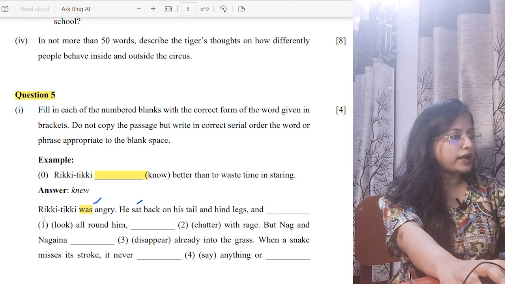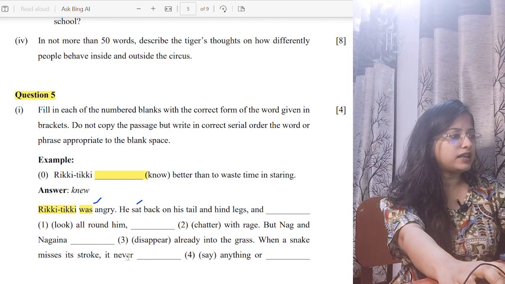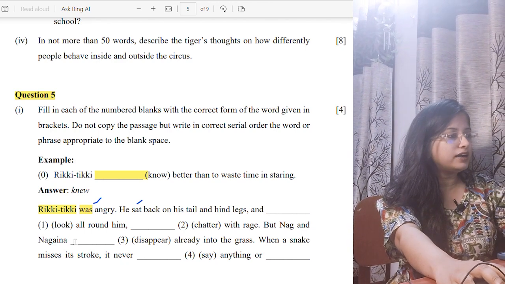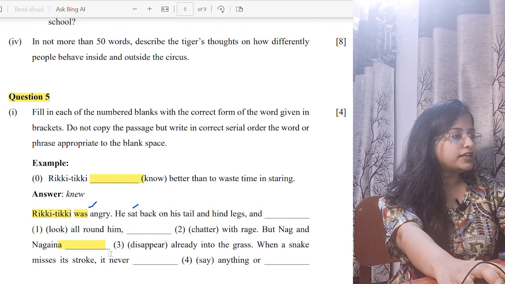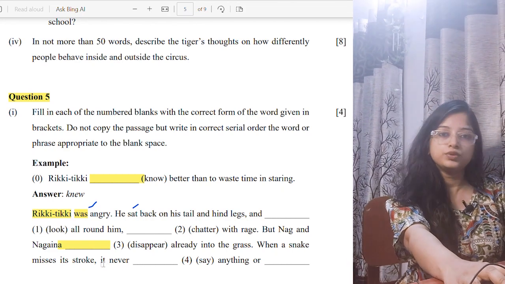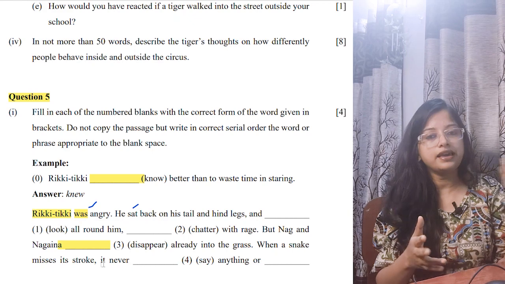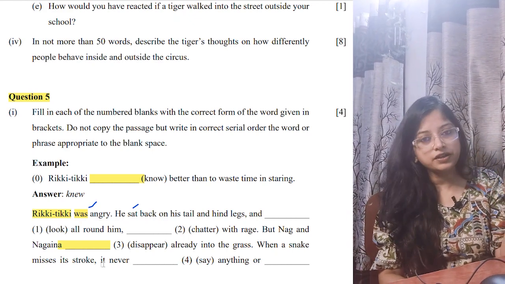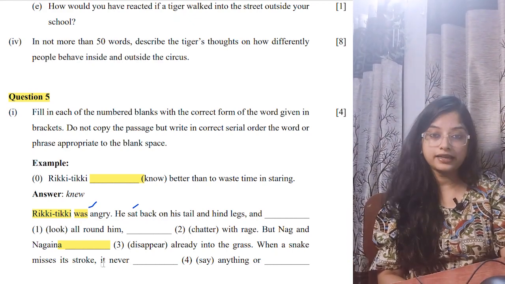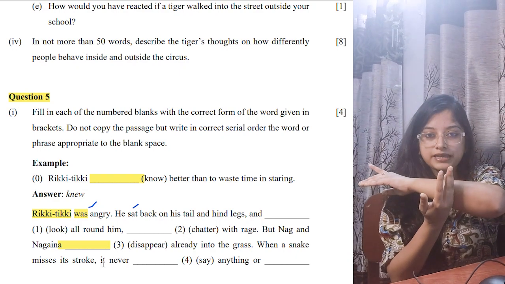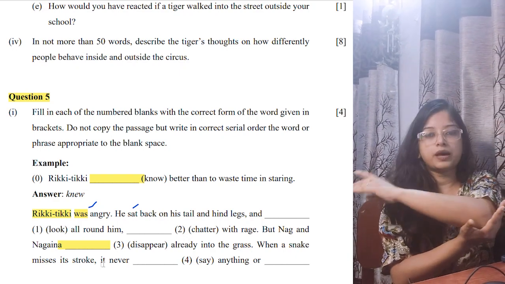But why is Rikki Tikki angry? Now the second line will give you the answer. But Nag and Nagaina disappeared into the grass. That means he was angry because these two, the snakes, had disappeared. That means that had happened earlier. That is why Rikki Tikki was angry. So was angry is the main clause, and the last form of past is past perfect.